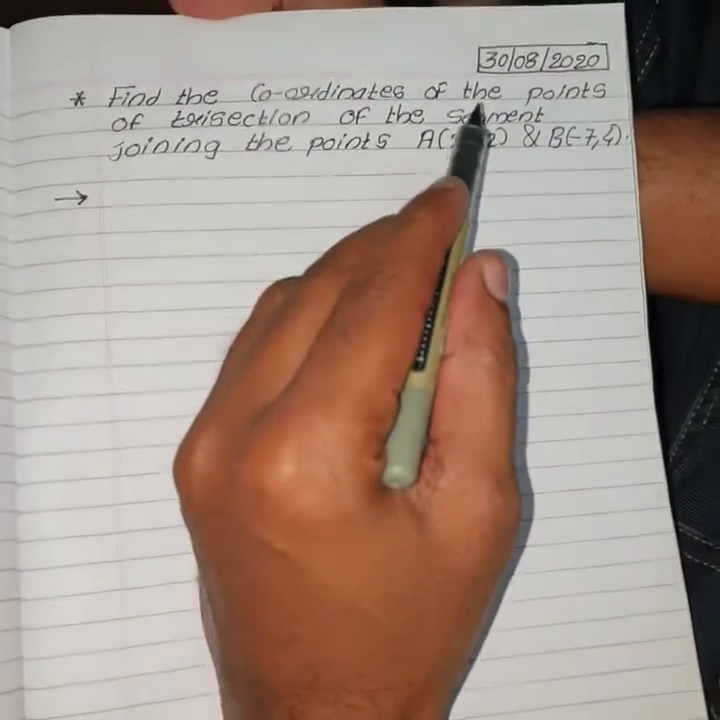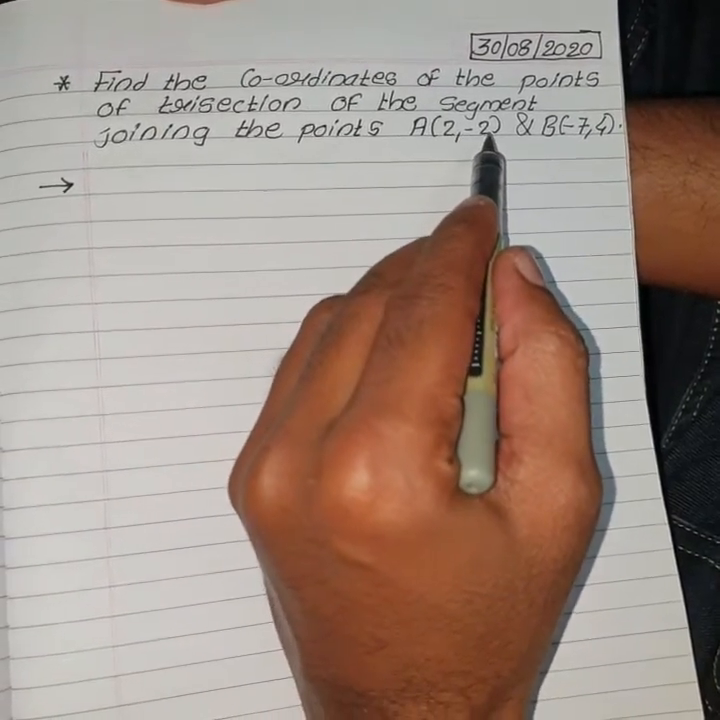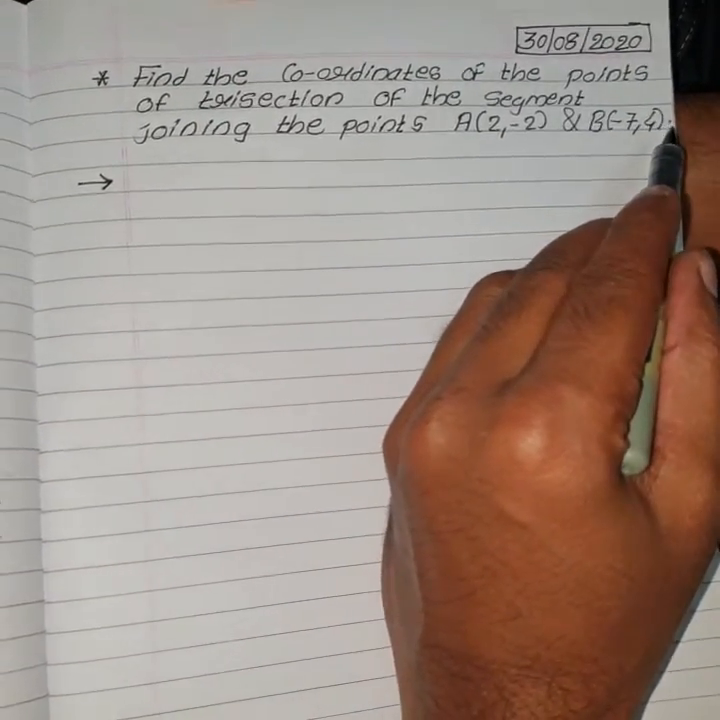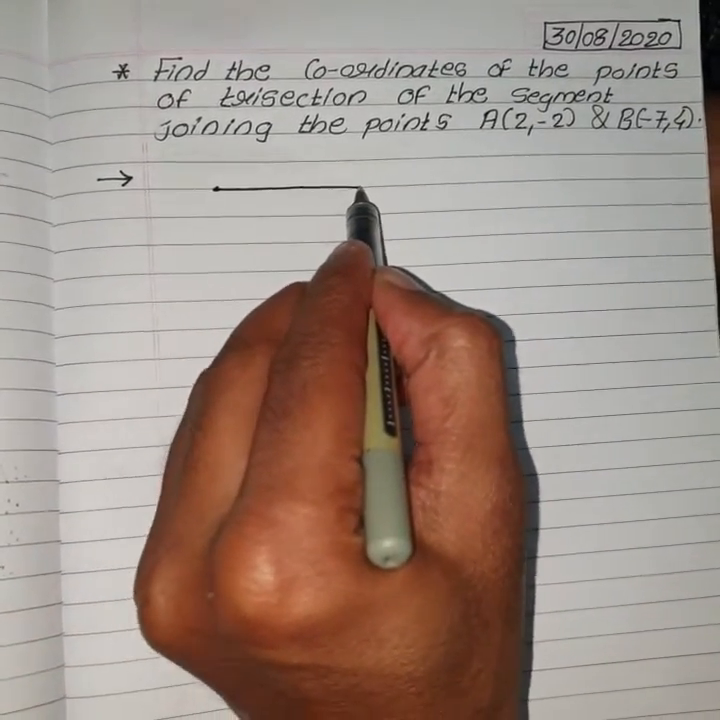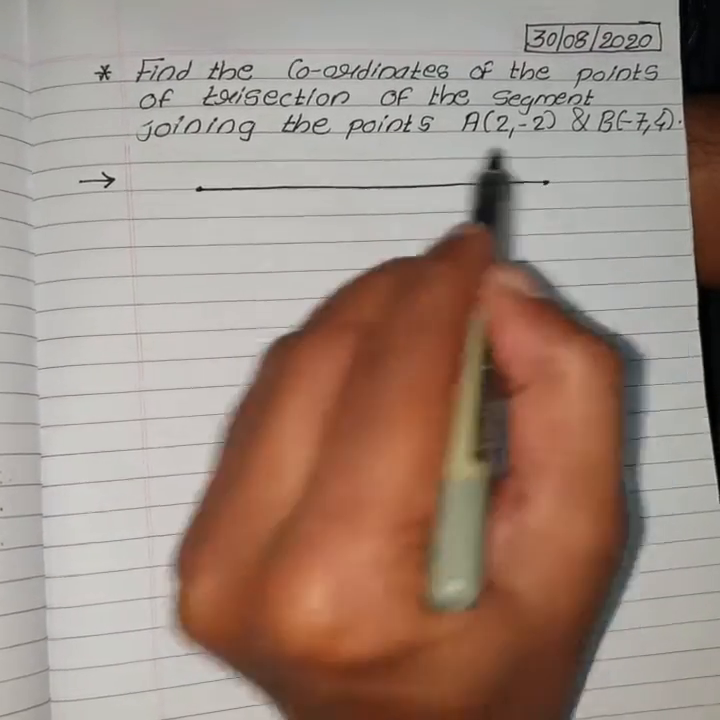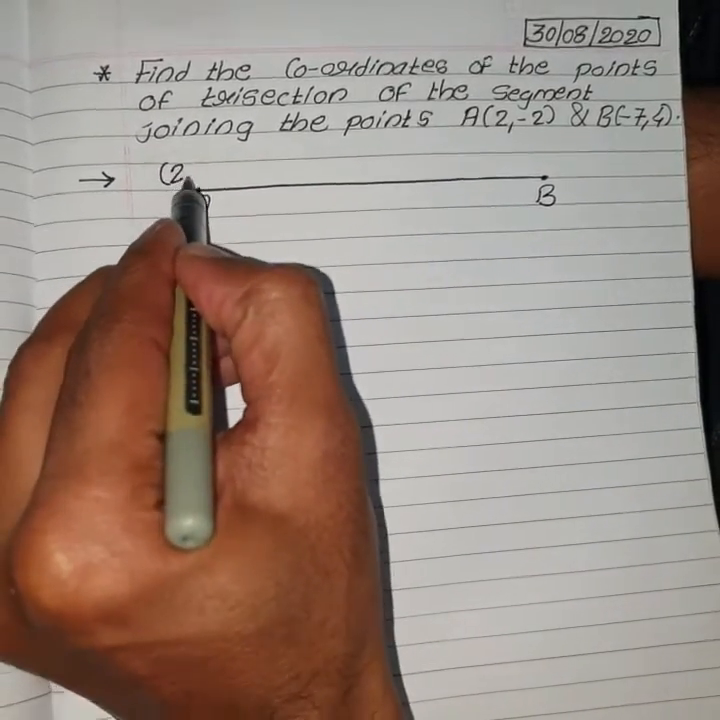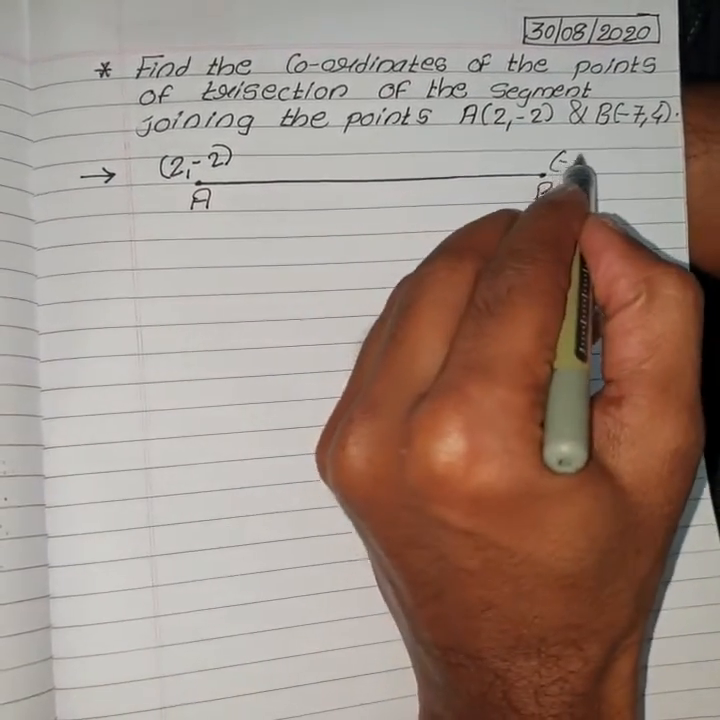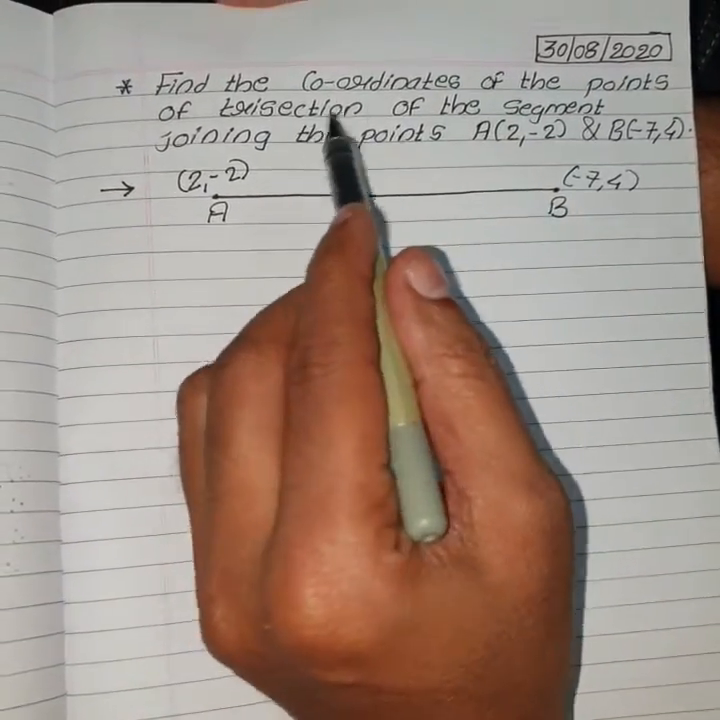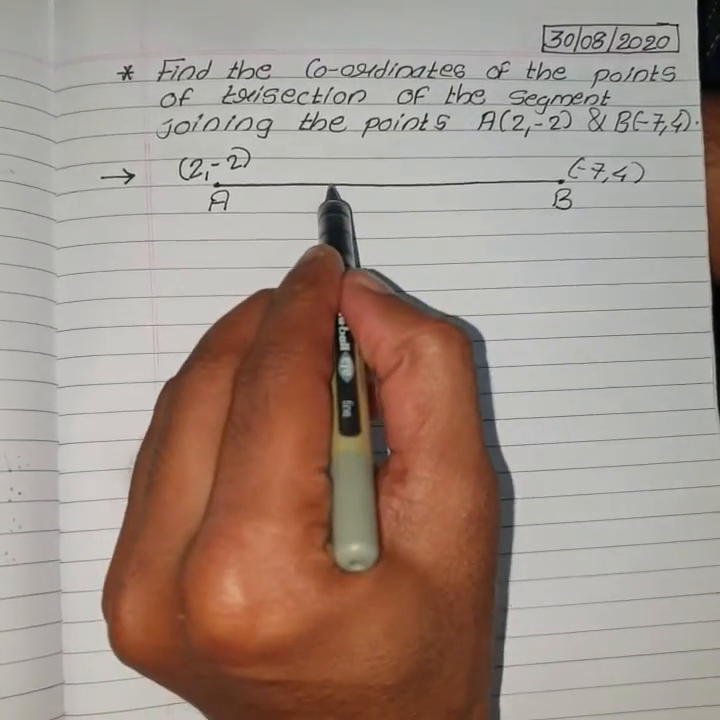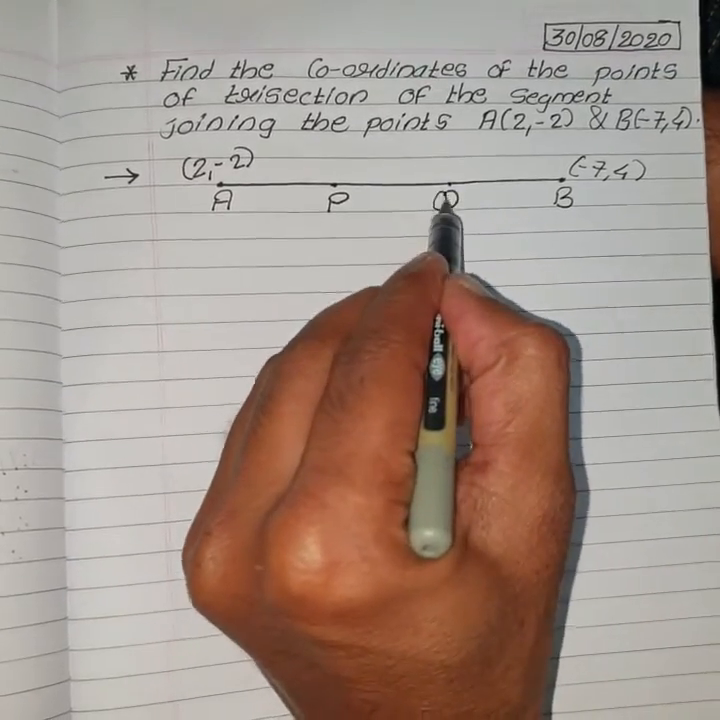Find the coordinates of the points of trisection of the segment joining the points A(2, -2) and B(-7, 4). Now let's first draw the segment AB. A(2, -2), B(-7, 4). Now we have to find out the coordinates of the points of trisection. That is, suppose point P and point Q.